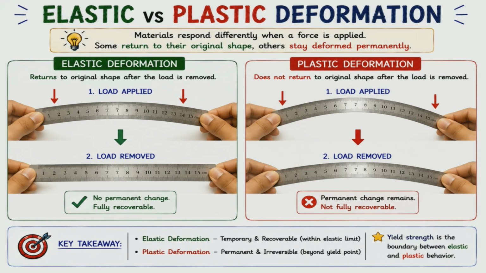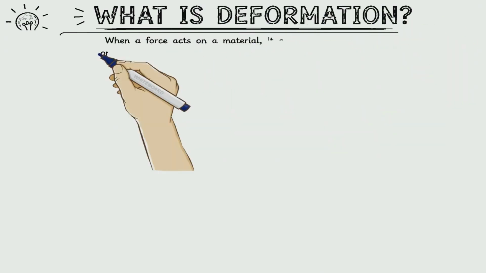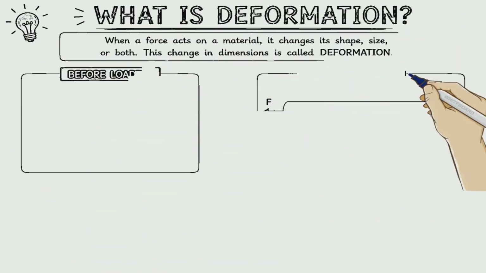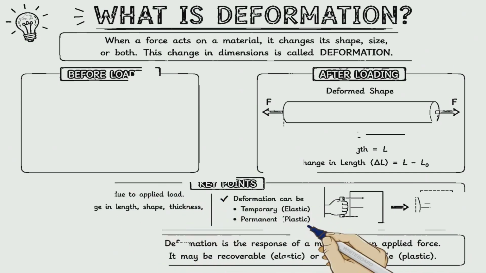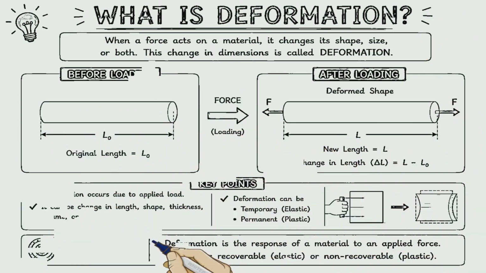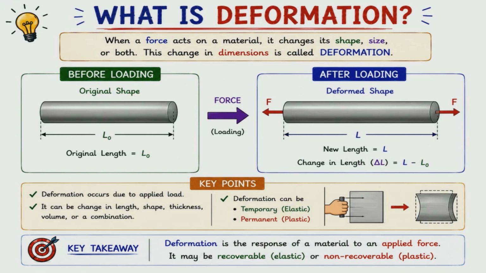deformation during service. Deformation is the change in shape, size, or dimensions of a material due to an applied load. When forces act on a component, its length, thickness, or geometry may change. Deformation can be temporary or permanent depending on the magnitude of the applied stress and the material's mechanical properties. Understanding deformation is the first step in predicting structural behavior.